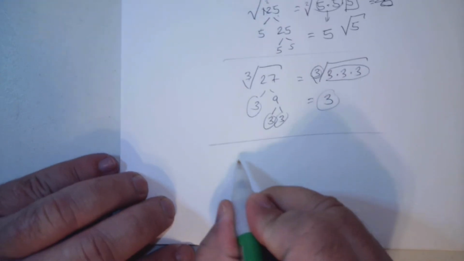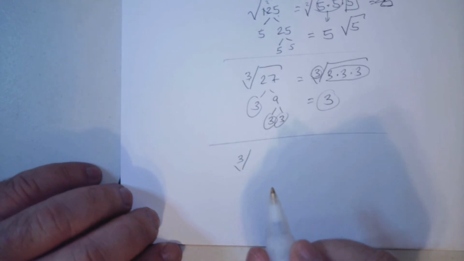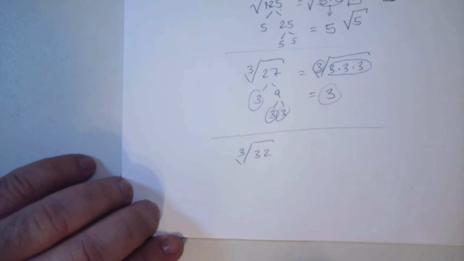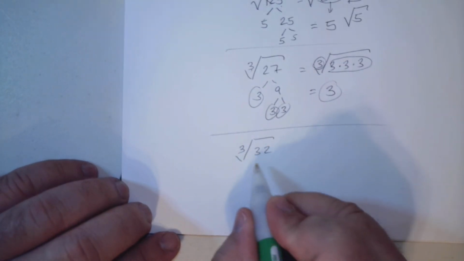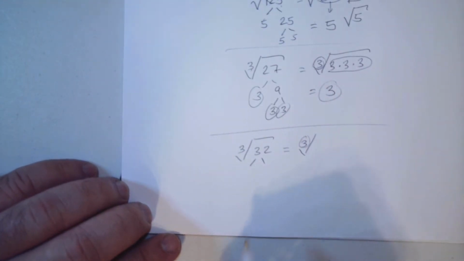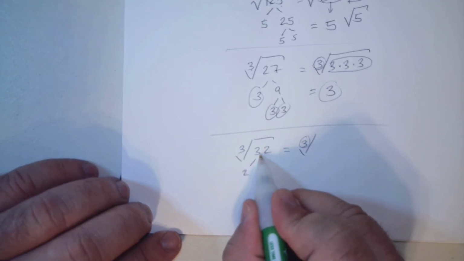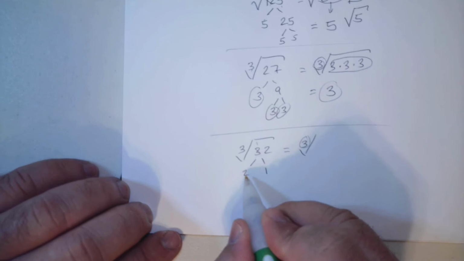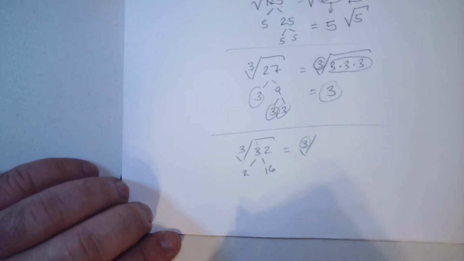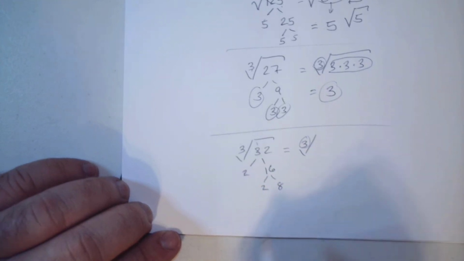All right, let's take another one. Cube root of 32. Remember, we need 3 of a kind. What's 32 made up of? Ends in an even number, so it's divisible by 2. 2 goes into 3 once, with 1 left over. 2 goes into 12 6 times. And it's an even, so it's divisible by 2. 2 goes into 16 8 times. 2 goes into 8 4 times. 2 times 2.